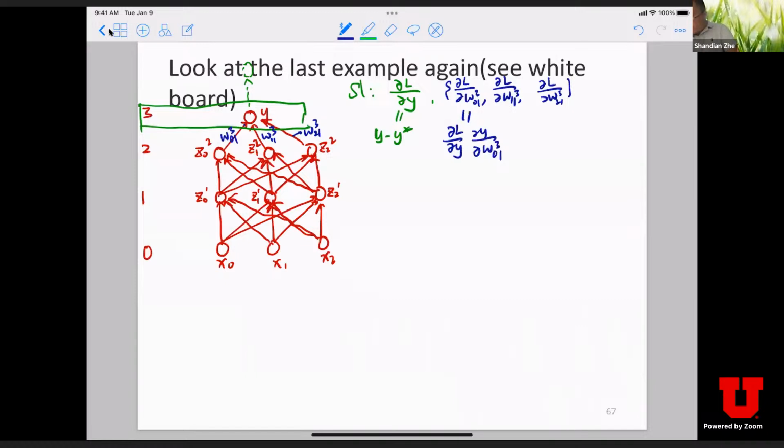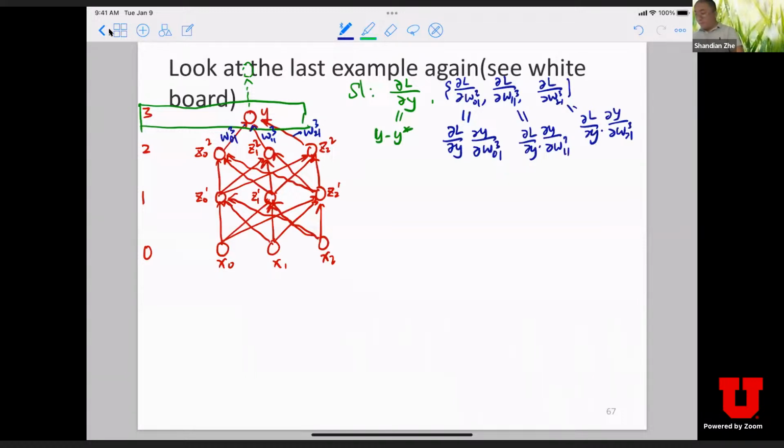Remember this weight, W113, on the edge directly connecting to Y, right? So it only depends on Y. So what we need to do to compute partial L over partial W113 is partial L over partial Y times partial Y over partial W113, right? Similarly, partial L over partial Y times partial Y over partial W213, right? Does it make sense?